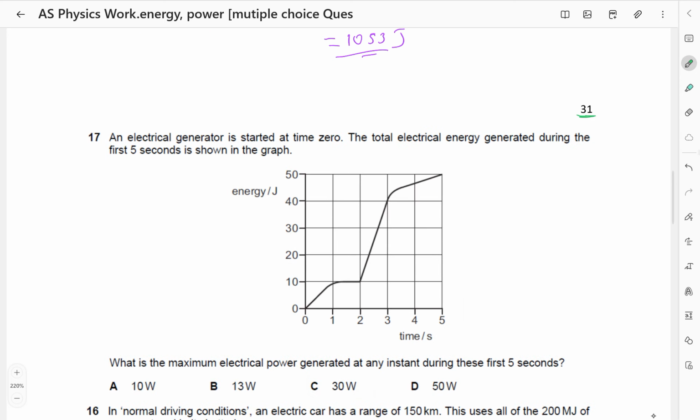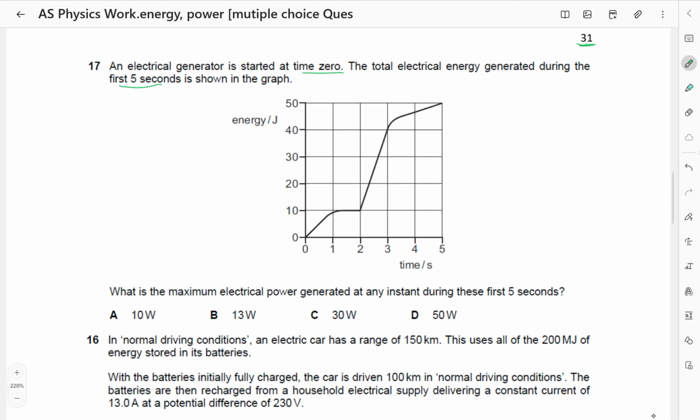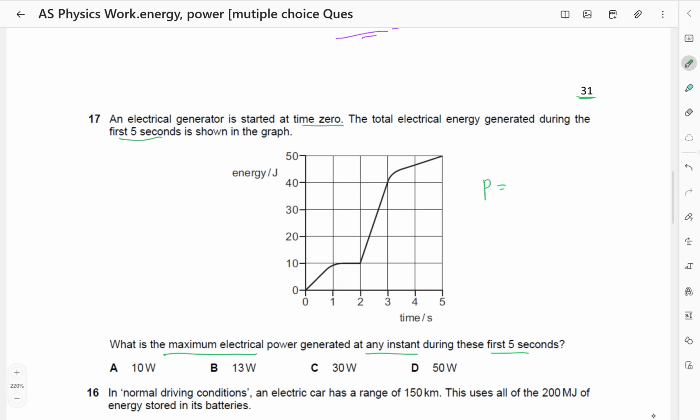An electrical generator is started at time t equals 0. The total electrical energy generated during the first 5 seconds is shown in the figure. What is the maximum electrical power generated at any instant during these first 5 seconds? Remember, power is equal to the change in energy over time, or energy per unit time, or the work done per unit time. So we are looking for the maximum.